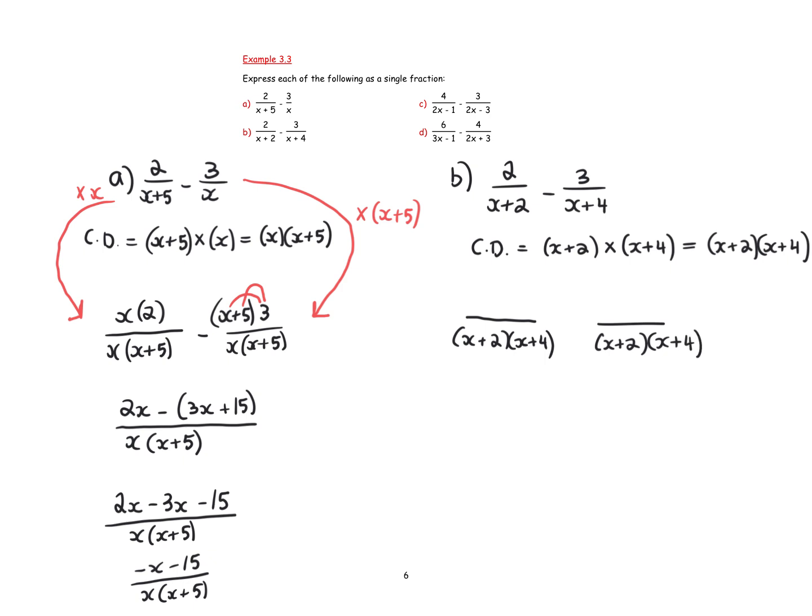Next, we look at the fraction, firstly the one on the left, and the denominator was x plus 2, and now is x plus 2 times x plus 4. So the denominator was multiplied by x plus 4. As the denominator was multiplied by x plus 4, the numerator will have to be multiplied by x plus 4 too.